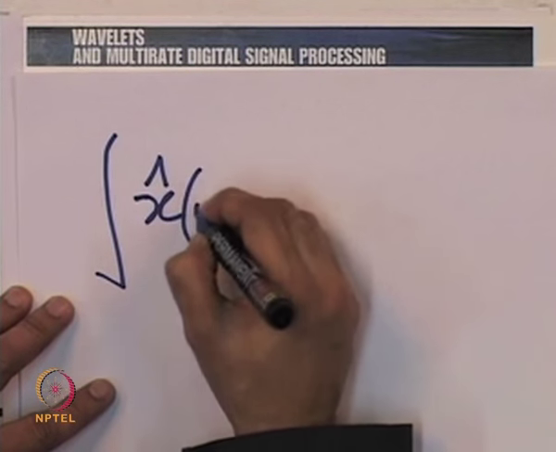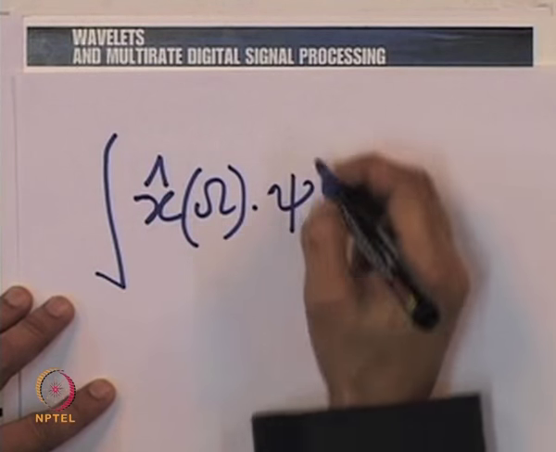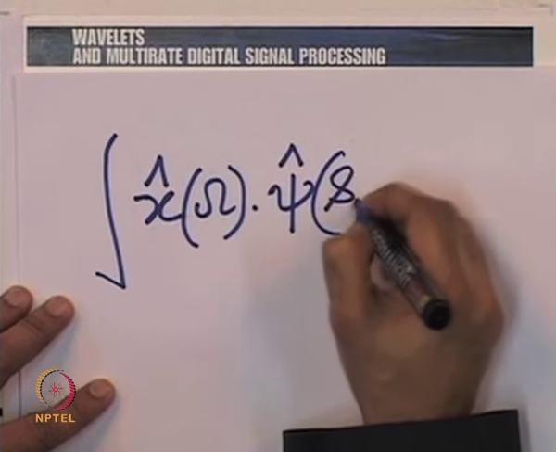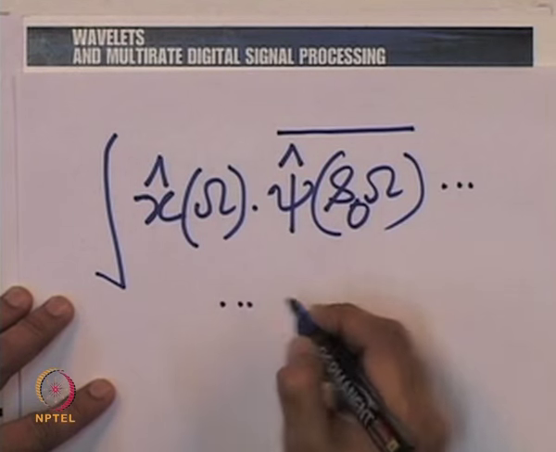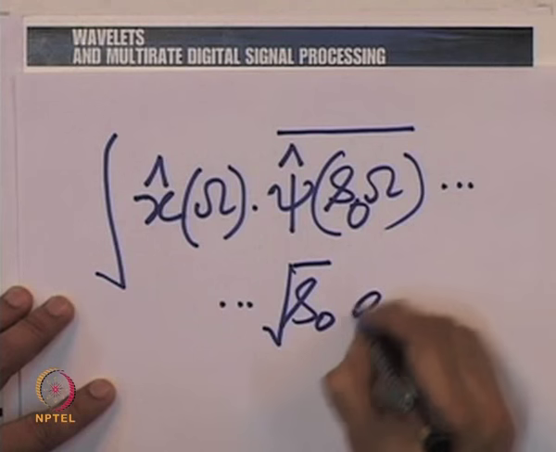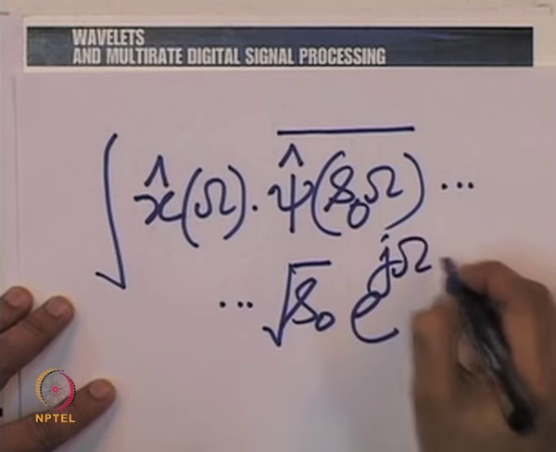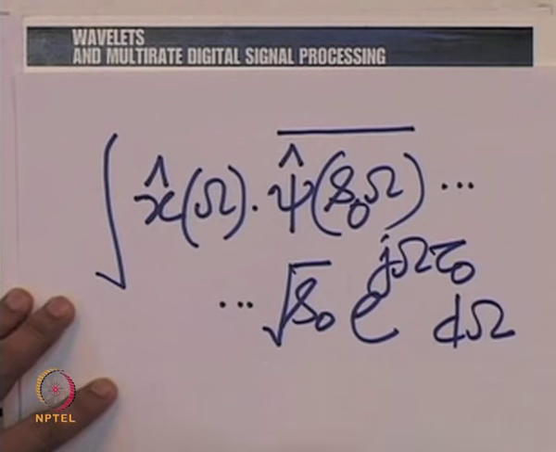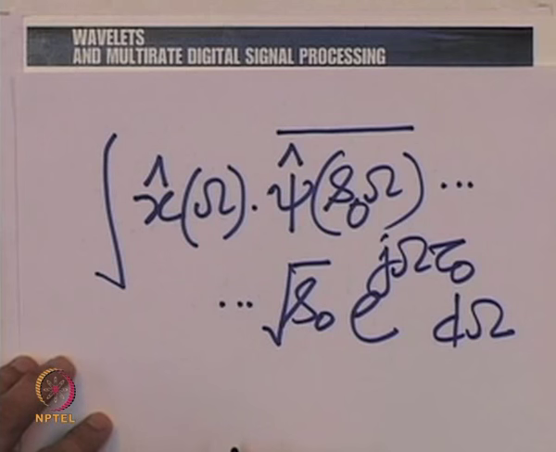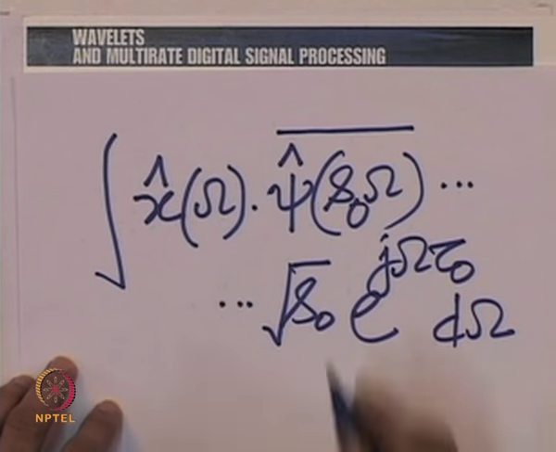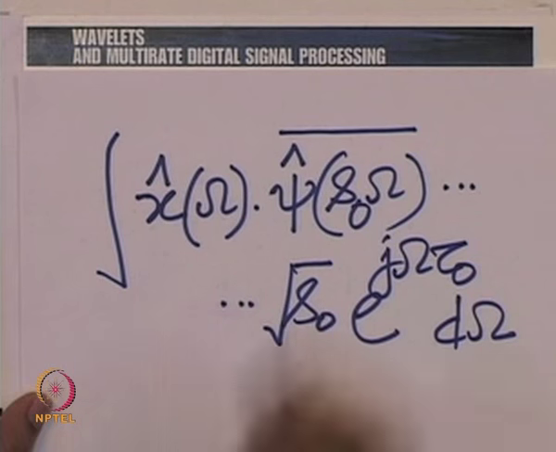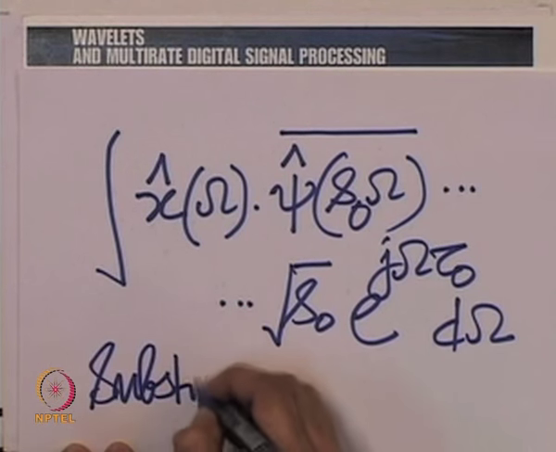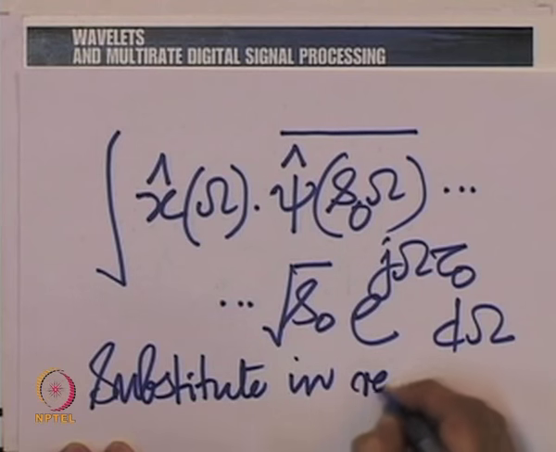So, the CWT using Parseval's theorem is essentially x cap of omega, psi cap of S naught omega, complex conjugate, multiplied by the square root of S naught, and then multiplied by e raised to the power j omega tau naught, integrated over all omega. This is what the CWT was, and we had also interpreted this yesterday. We had given it a very interesting interpretation based on a filtering operation. We shall be using that interpretation later, but for the moment let us substitute this in the expression of reconstruction.